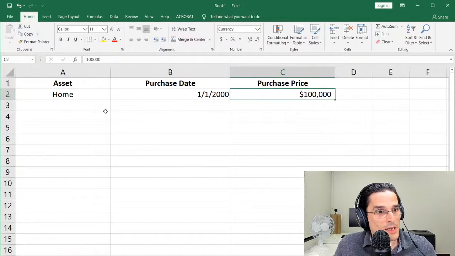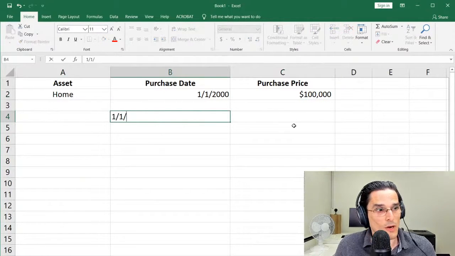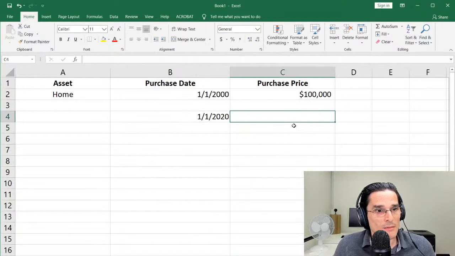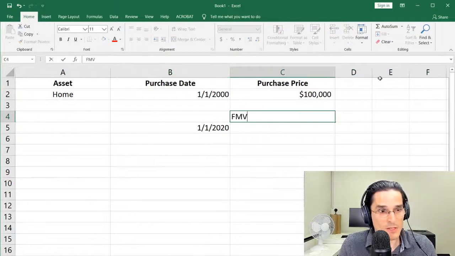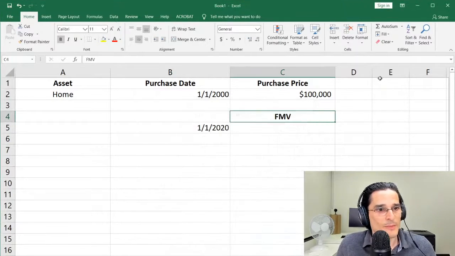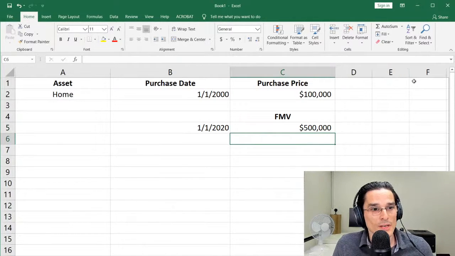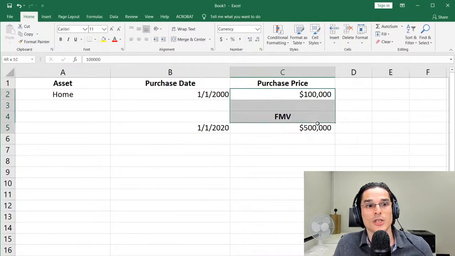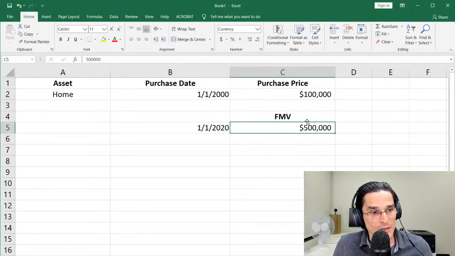Now, let's say that we get to a later date. So let's talk about 1/1/2020. All right. And let's say that the fair market value at this point, because there's been some appreciation, increases to 500,000. All right. So in this case, we could see that there's an appreciation amount of $400,000 between the initial cost and the fair market value.